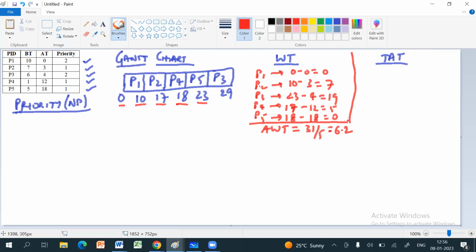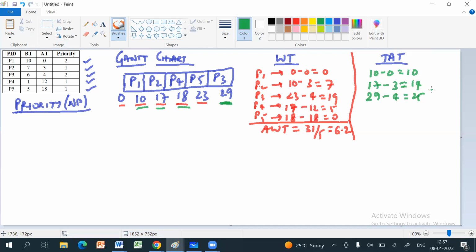Now, similarly, we'll compute turnaround time as well. So turnaround time is completion time minus the arrival time. P1 completed at 10, so that would be 10 minus 0. P2 completed at 17. So 17 minus its arrival time, 3, which is 14. Then P3, my mistake, sorry. P3 completed at 29. So 29 minus its arrival time, 4, which is 25.